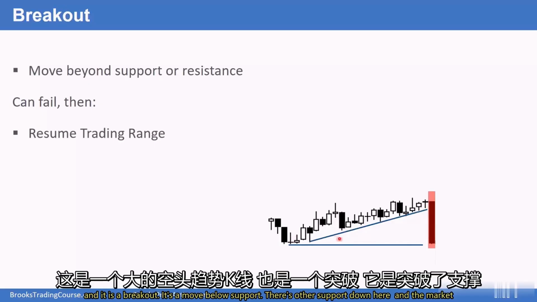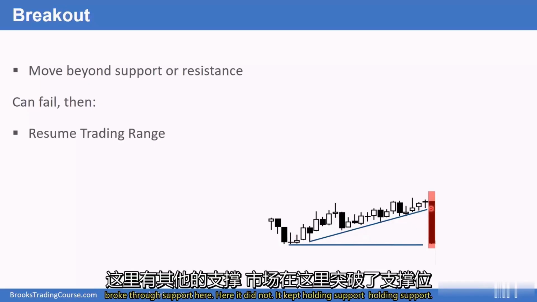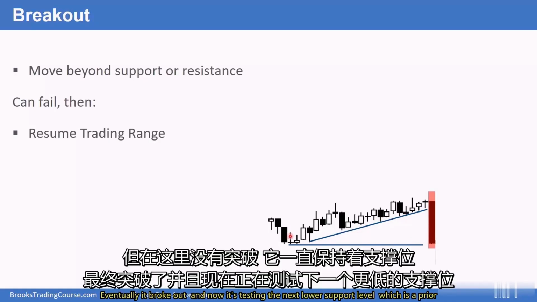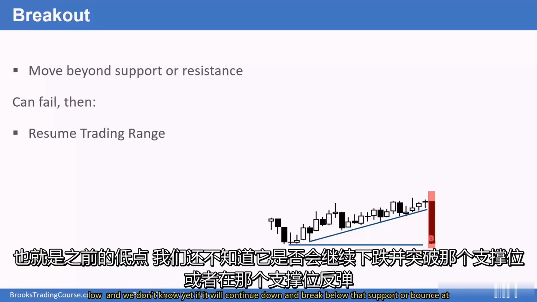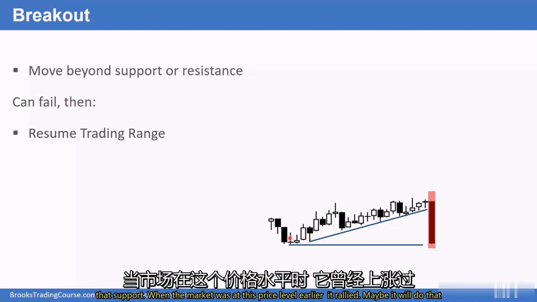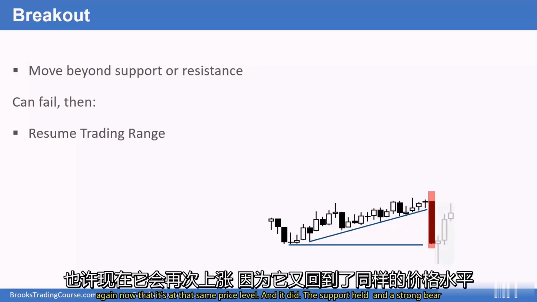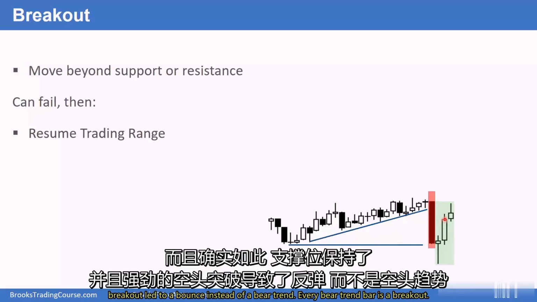There's other support down here, and the market broke through support here. Here it did not. It kept holding support. Eventually it broke out, and now it's testing the next lower support level, which is a prior low, and we don't know yet if it will continue down and break below that support or bounce at that support. When the market was at this price level earlier, it rallied. Maybe it will do that again now that it's at that same price level. And it did. The support held, and a strong bear breakout led to a bounce instead of a bear trend.